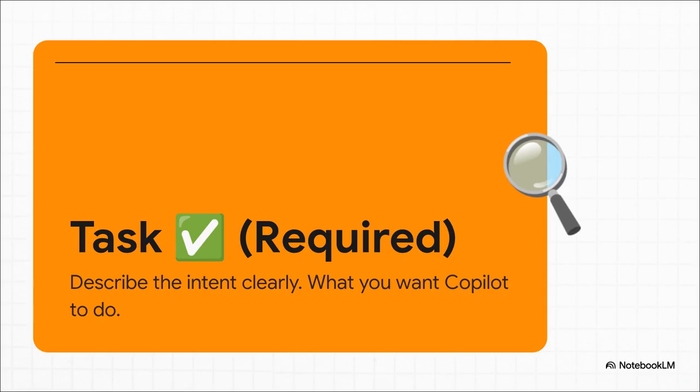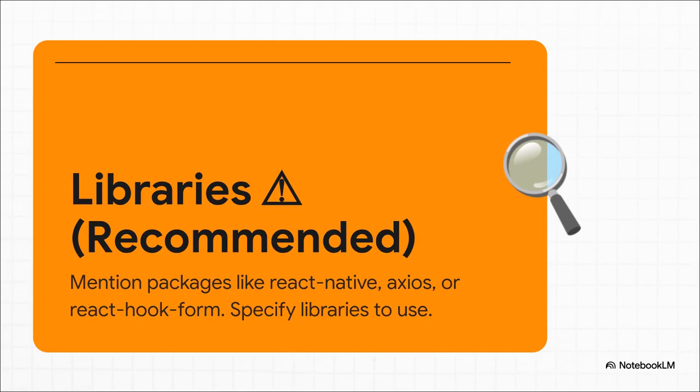What do you actually want the AI to do? Every single great prompt starts with a clear answer to that question. Next up, libraries. Now this is highly recommended because context is king. By telling the AI which packages or frameworks you're using, like React Native Reanimated or Axios, you stop it from guessing. You're basically putting up guardrails that dramatically improve the accuracy of the code it gives you.